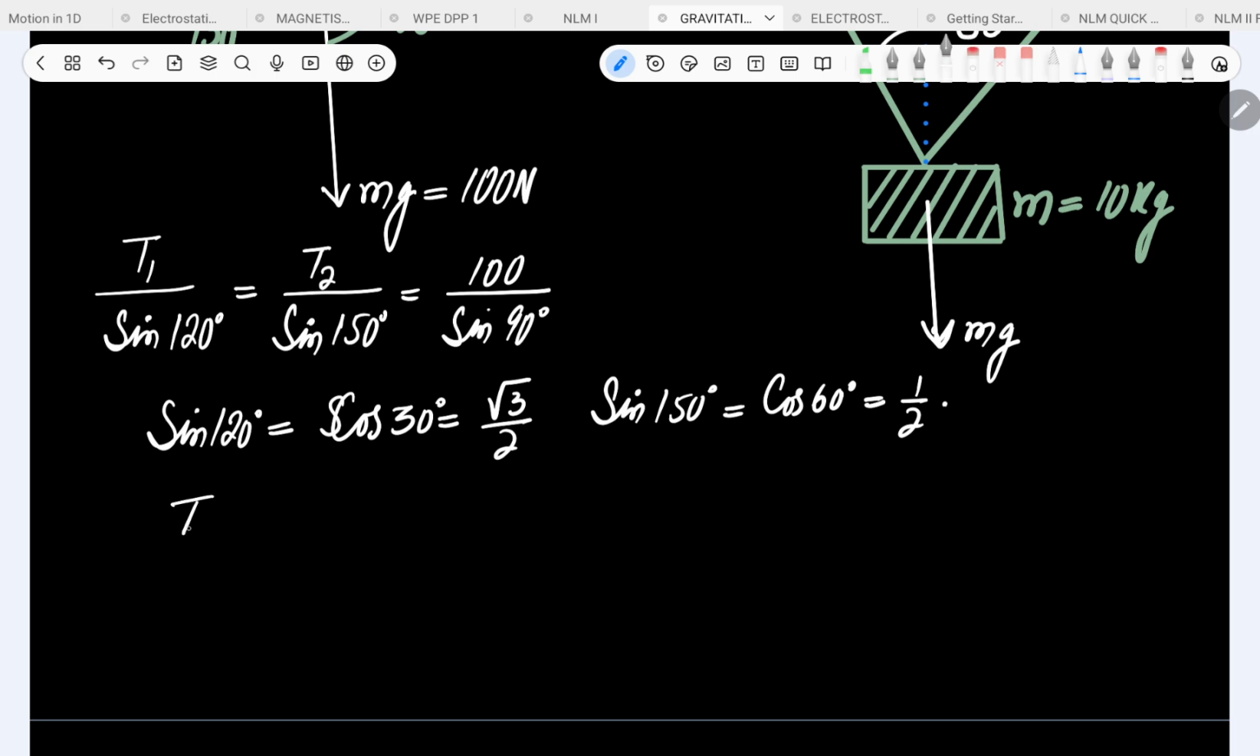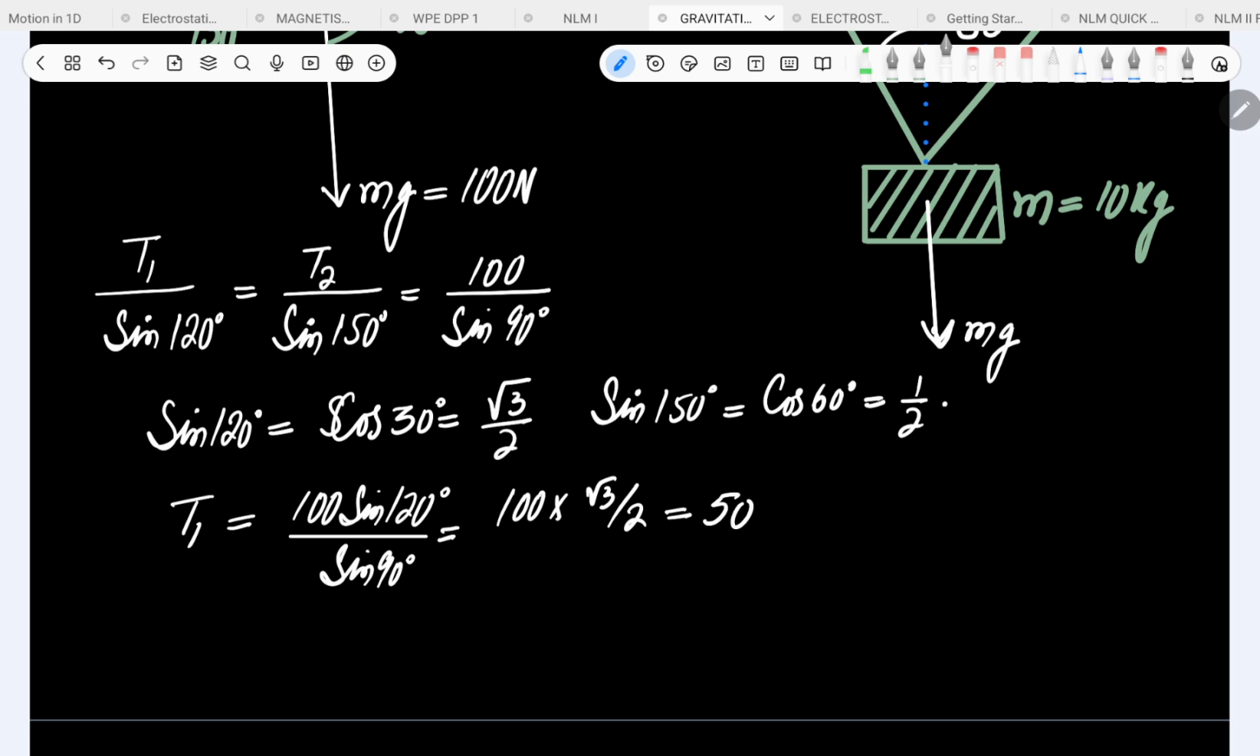So we write T1 is equal to 100 multiplied by sin 120 whole divided by sin 90, isn't it? Okay, now let's put some values here. So 100 multiplied by, tell me, what is the value of sin 120? Root 3 divided by 2. Sin 90 is 1, no need to write it. So this will come out to be 50 root 3 Newton. I hope that it's clear to you. So the value of T1 comes out to be 50 root 3 Newton.